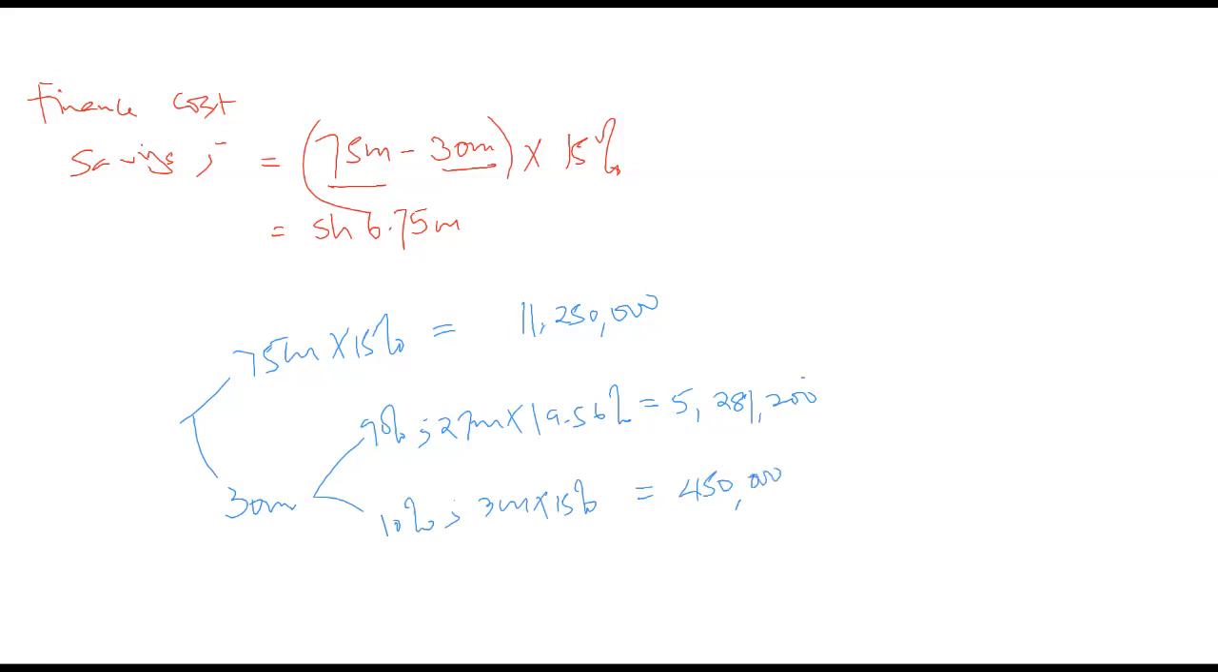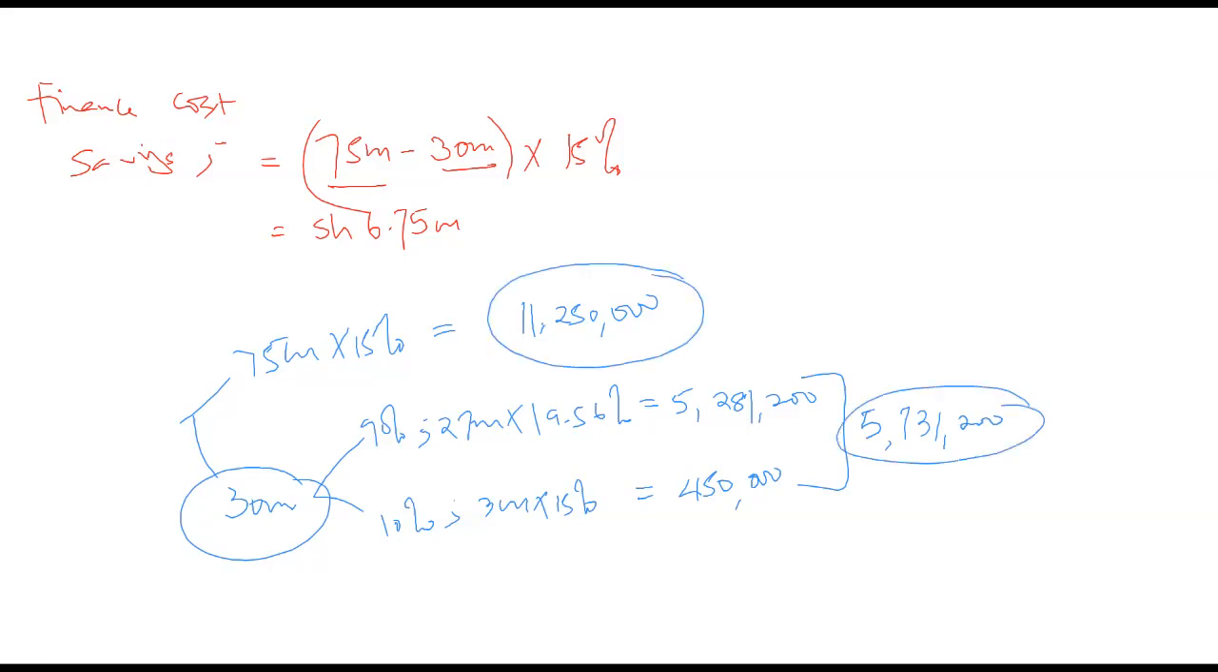Okay. Then the two combined, what's the cost to you? What is the cost you will be incurring for the 30 million financing? 5,731,200. That's the cost you'll be incurring after. Now you can compare that to the cost that was there before. What's the difference?